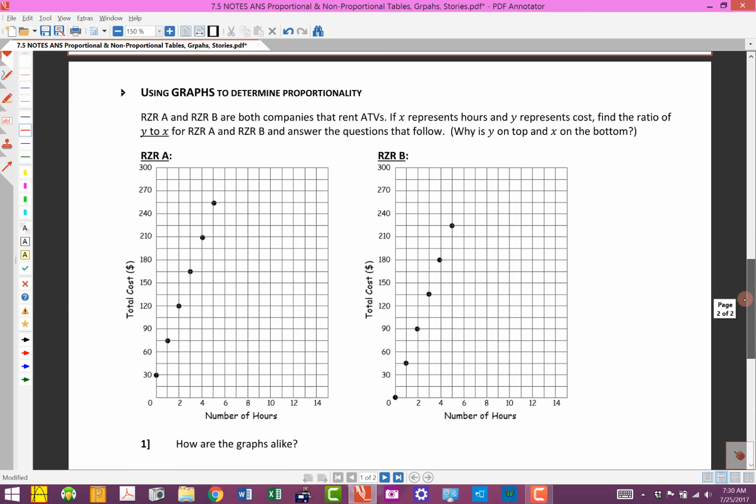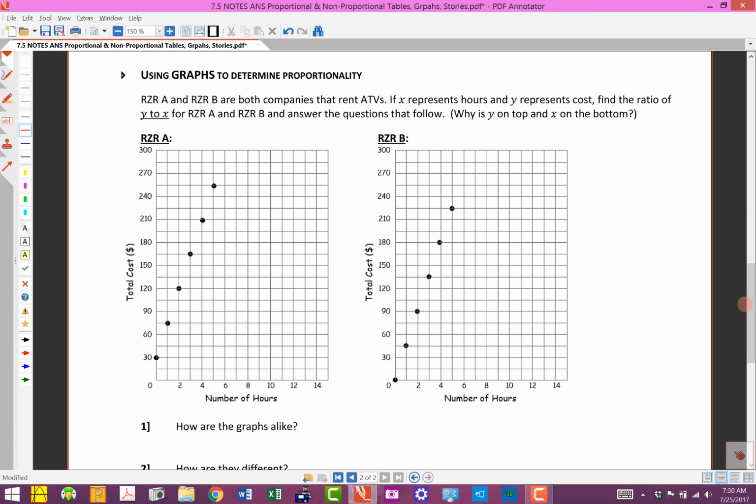Okay, now let's take a look at some graphs, and we're going to figure out proportionality from these graphs. So this is a similar situation, except we're going to be renting different things. We're going to be renting ATVs, so a Razor A and Razor B. They're both companies that rent these side-by-side ATVs. X represents hours, Y represents cost. Find the ratio of Y to X. So very similar to what we did before, but now it's represented in kind of a graphic form. And then answer the questions below.